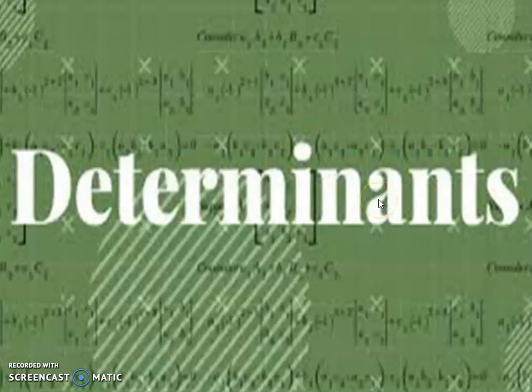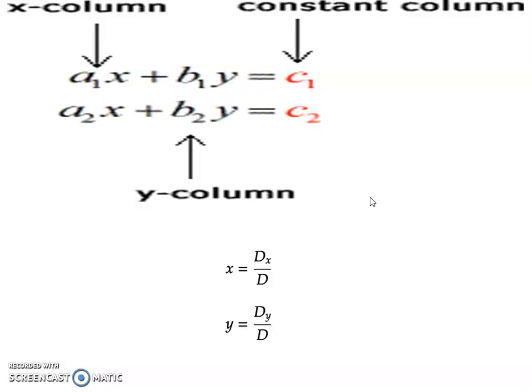Hello students. In the last lecture we took an example based on Cramer's rule for a system of two equations with two variables. Now let's try another method. Let's revise what pattern is there.